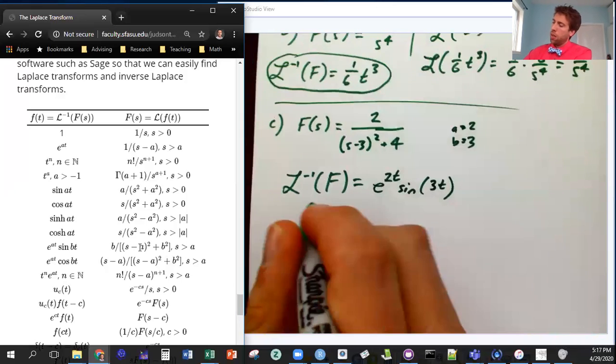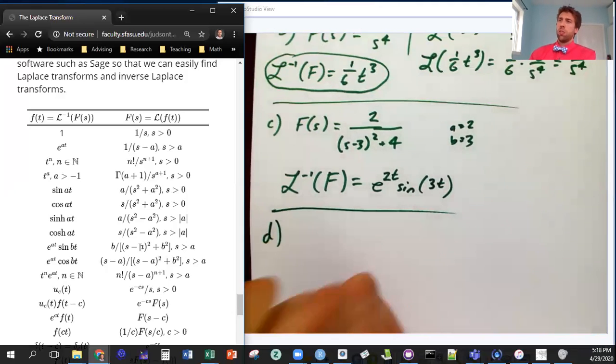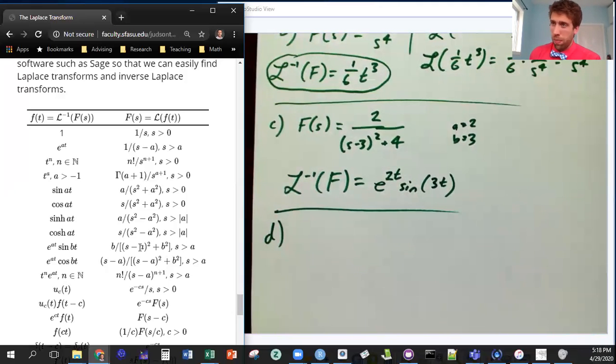Okay, let's do part D. So in part D, we have F of s equals 2s squared divided by s squared plus 1 times s minus 1. Okay, fun. For this one, let's think. So it looks a little bit like a sine, but also multiplied by an s minus 1. Okay, so what sort of things can we say about that?